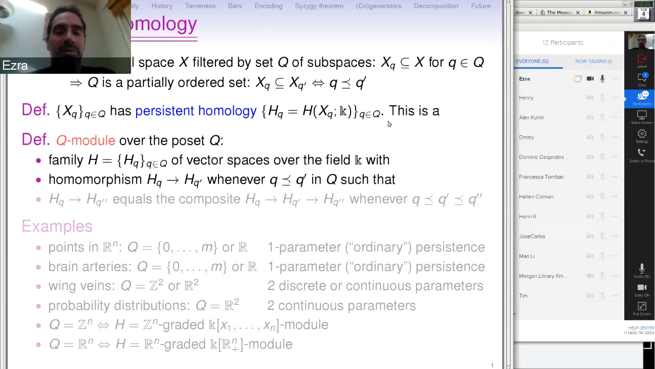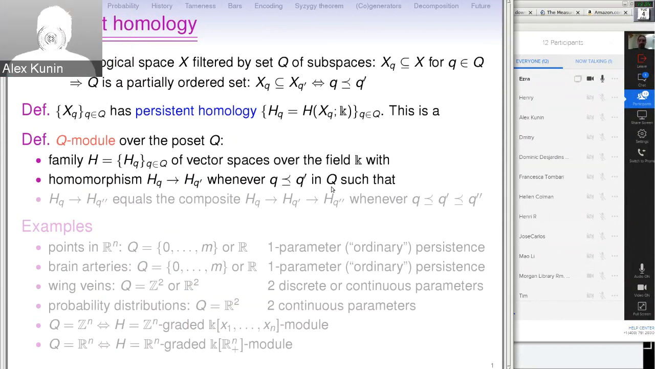But I'll give examples to indicate what the topology feels like. So this persistent homology is a Q-module over the poset Q. What I mean is it's a family of vector spaces over this fixed field K. It doesn't really matter to me what this field is. You can think of it as the reals or complexes, or if you're computational, think of it as F2, the field of two elements. And you have a homomorphism H_q to H_q prime whenever q precedes q prime in the poset.